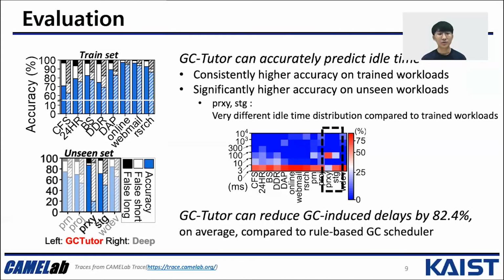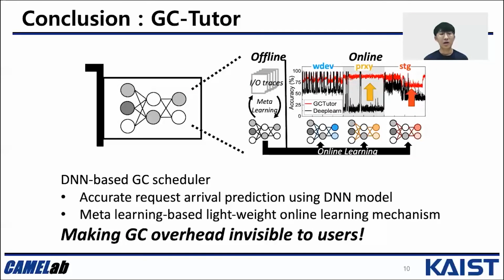As a result, GC Tutor reduced the GC-induced delay by 82.4% on average compared to the rule-based GC scheduler. To sum up, our GC Tutor accurately predicts future request arrival from recent request history by using a DNN model. Our model can adapt to the current workload through lightweight online learning based on the MetaLearning technique. By leveraging the predicted idle time, GC Tutor can schedule GC in a user-invisible way.